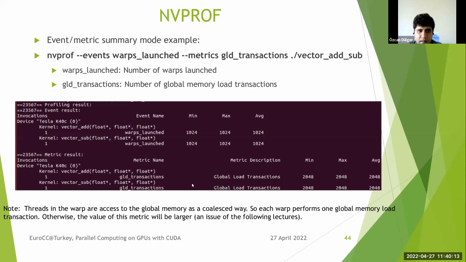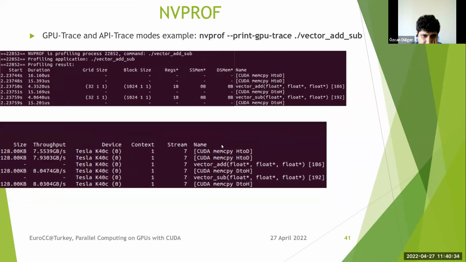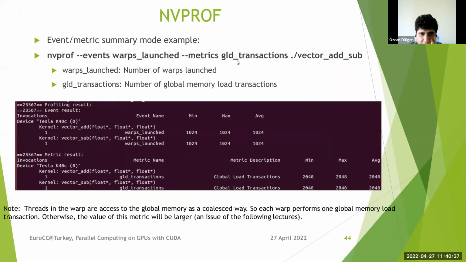Let's look at an example for event metric summary mode. Now we are in summary mode. In this example, I use the same example, based on this one. I run it with the corresponding event and metric. Let's look at the event. The event is warps_launched. This event gives us the number of warps launched in that application, and gld_transactions gives us the number of global memory load transactions.